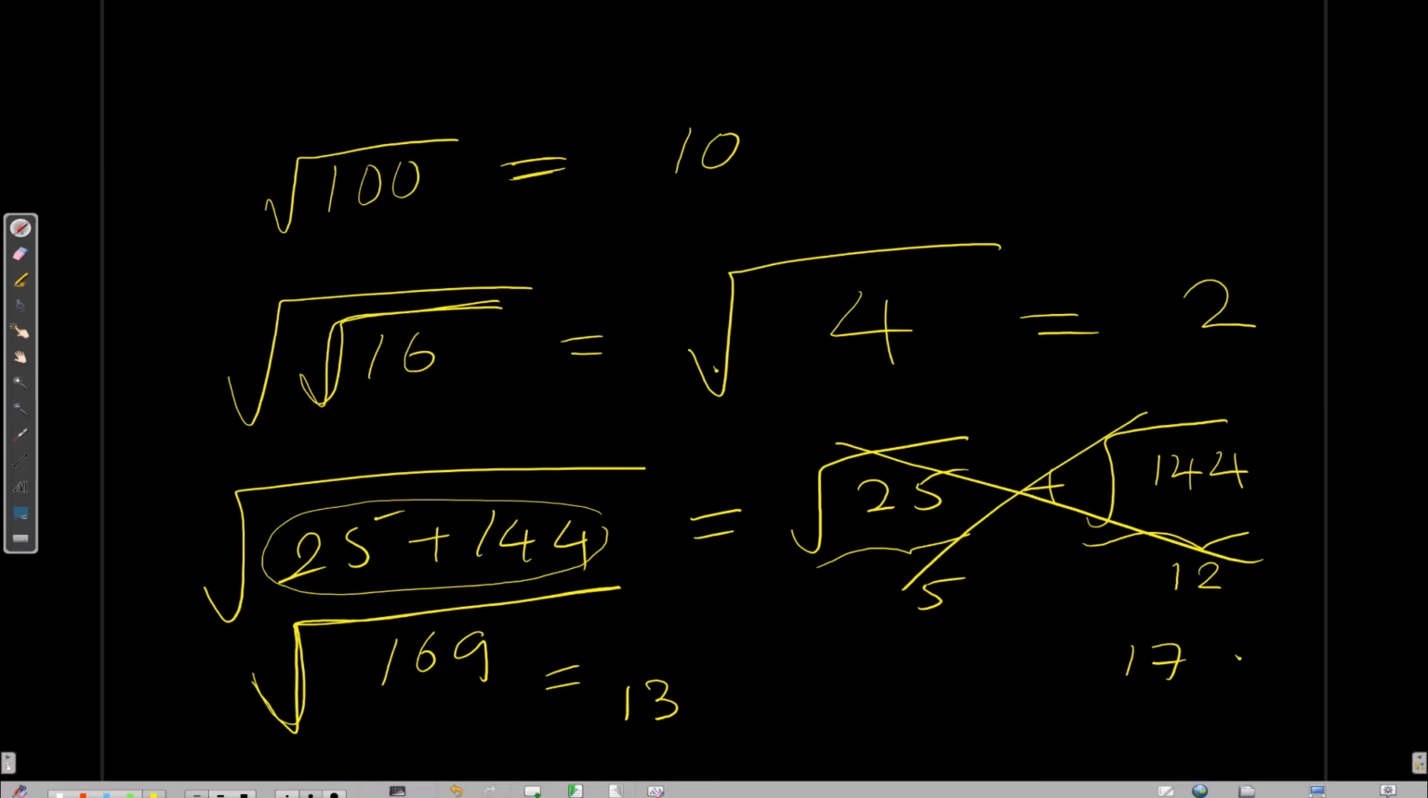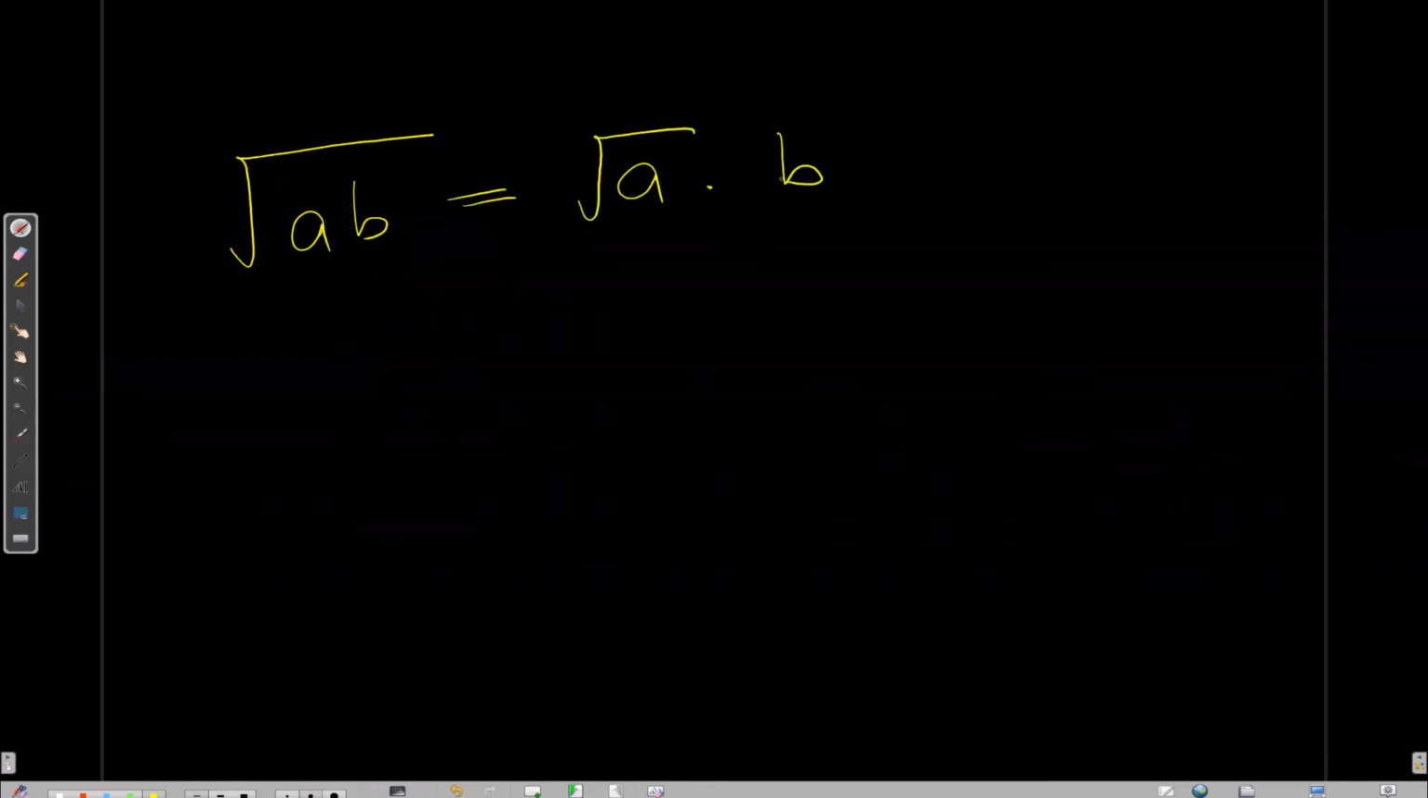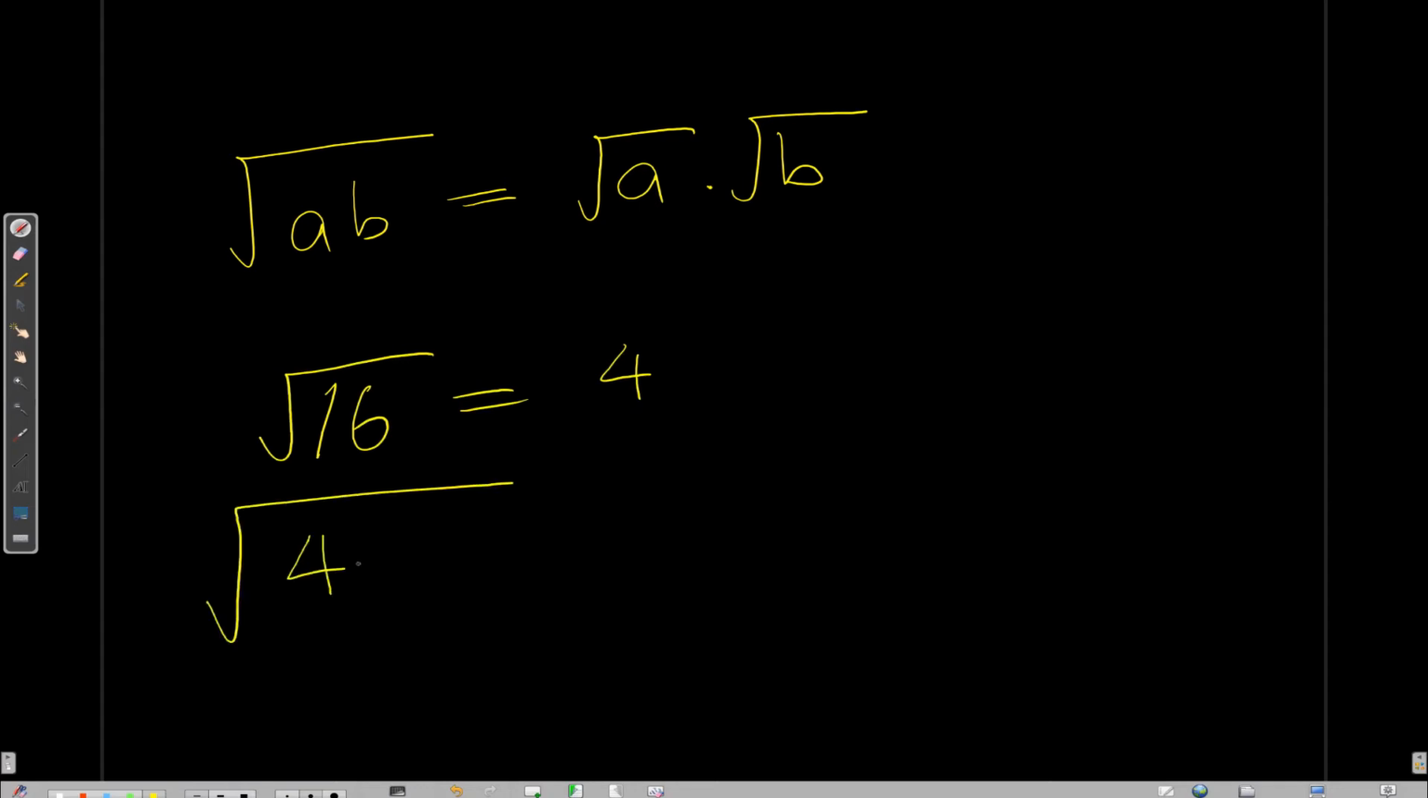And how about multiplying? A times B, can we break it? Well, with multiplication, yes, you can break it. Now let's see some examples, then you will easily understand this. How about the square root of 16? Well, you all know that's 4, right? But the number 16, I can write 4 times 4, right? Now, according to this rule over here, my A is 4, my B is also 4.